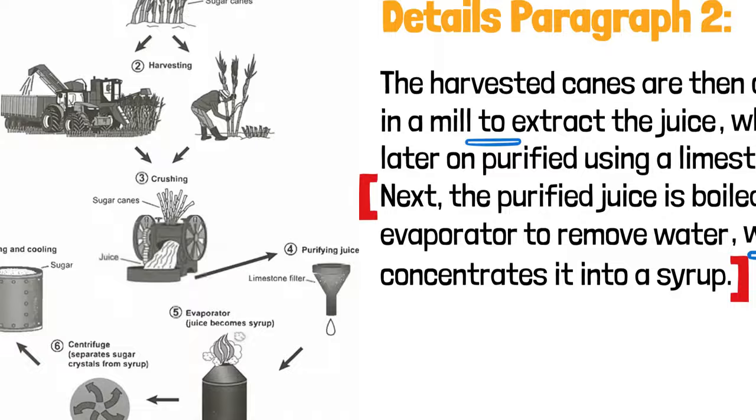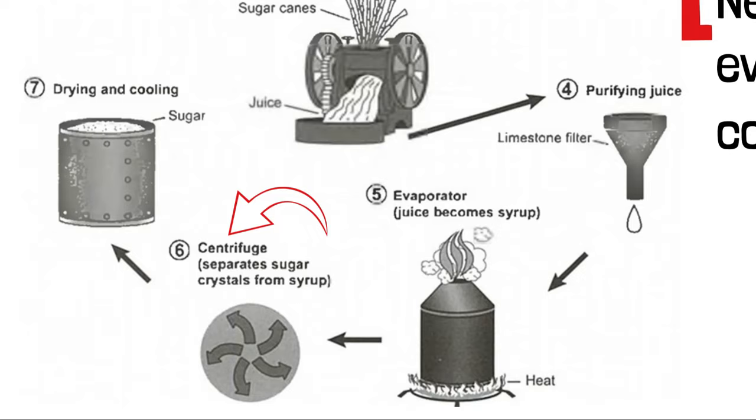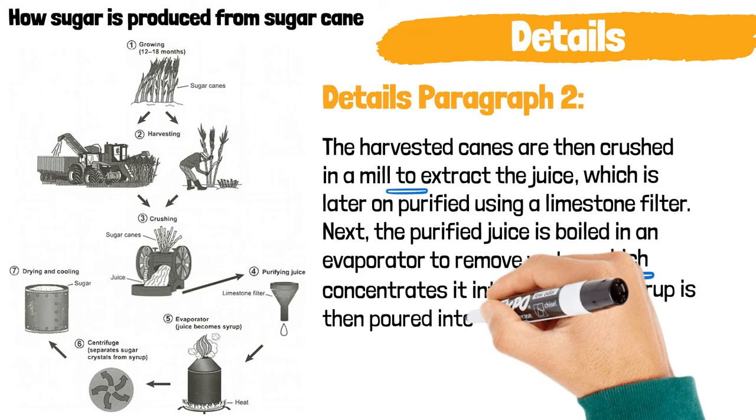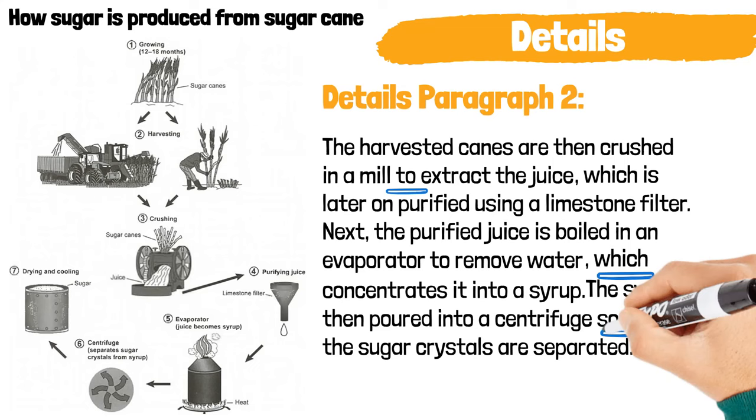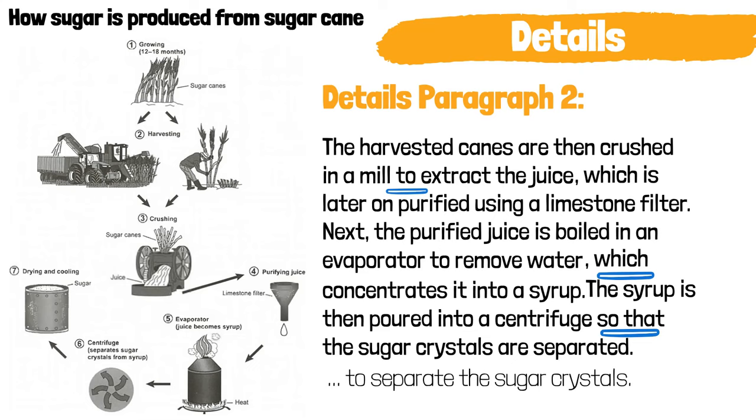For example, in step 6, the syrup is put into a centrifuge. The purpose is to separate the sugar crystals. So we can say, the syrup is then poured into a centrifuge so that the sugar crystals are separated. Or we can use "to." The syrup is then poured into a centrifuge to separate the sugar crystals. Or use "which" to modify the centrifuge. The syrup is then poured into a centrifuge which separates the sugar crystals.